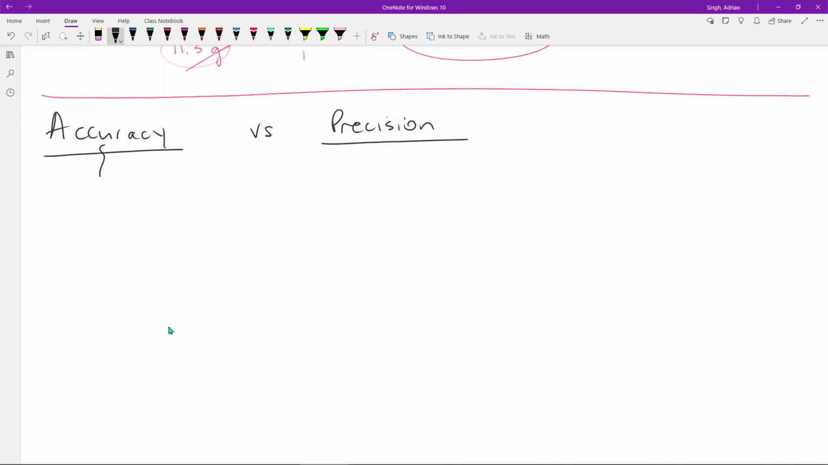So accuracy is a measure of how close you are to the true, or sometimes that's referred to as the accepted value.